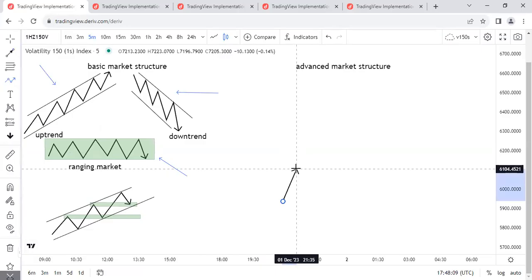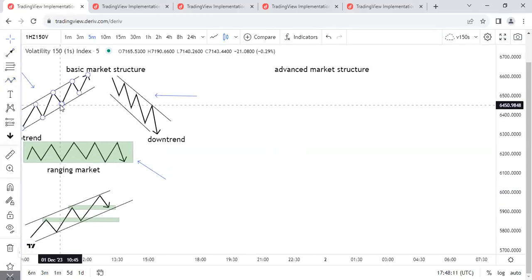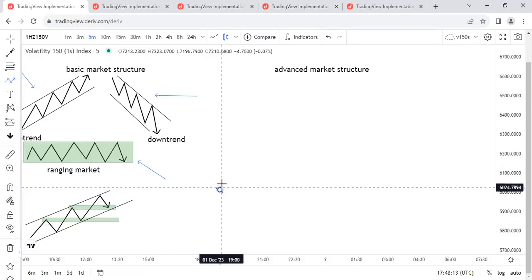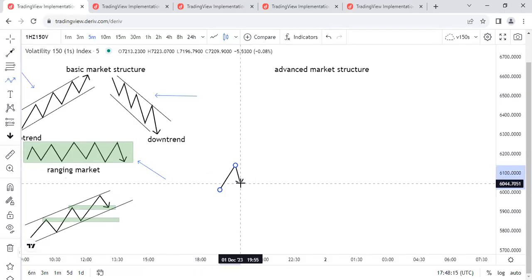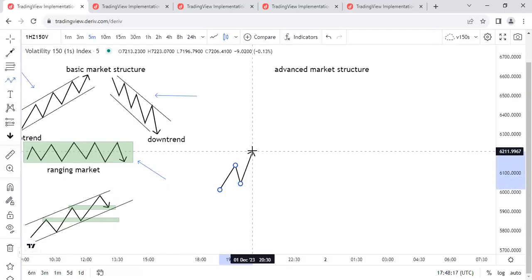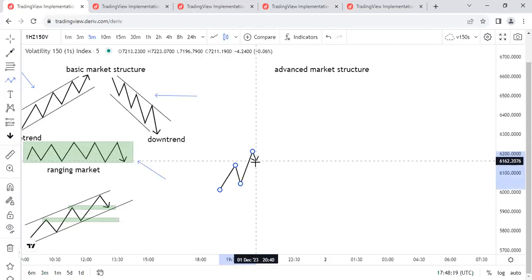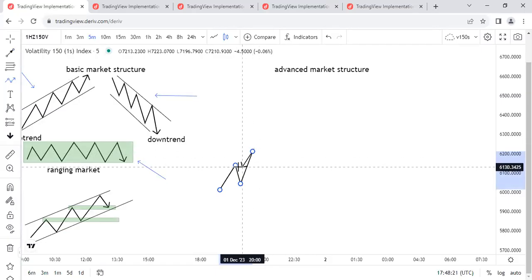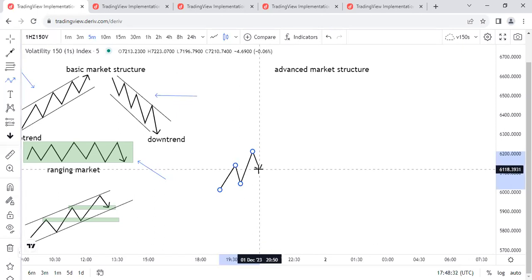Look at this. We have a higher high, right? No, let me start from here. We have a higher high. We have a higher low, right? We have a higher high again and a higher low, right? So price is supposed to what? Respect this support here, which was initially a resistance. So price broke out and now it's supposed to respect this, right?